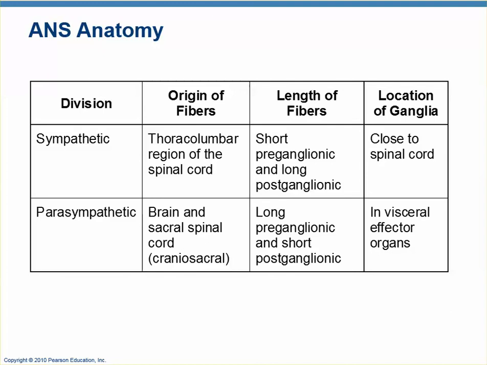So the vagus nerve leaves the cranium, leaves the brain, and a branch of it goes all the way to the heart. And it synapses with a ganglion right on the surface of the heart that then innervates some of the nodes in the heart.